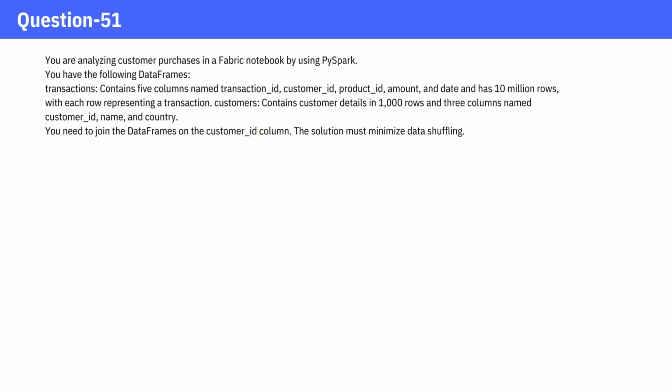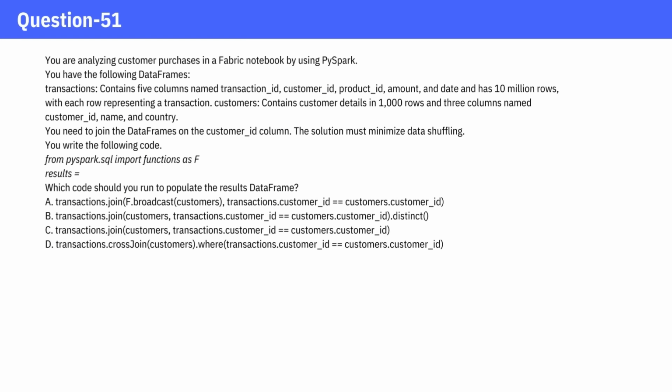The solution must minimize data shuffling. You write the following code. Which code should you run to populate the results data frame? Pause the video, carefully review each option and its corresponding code, and then check the answer.